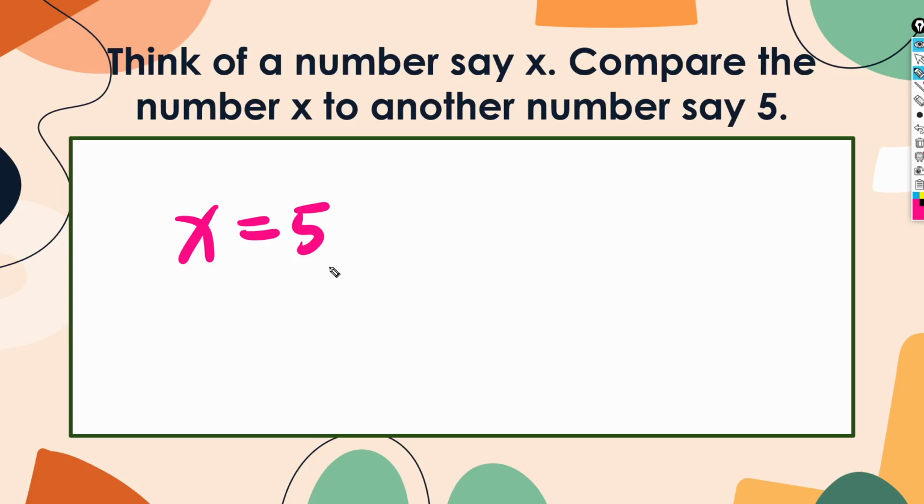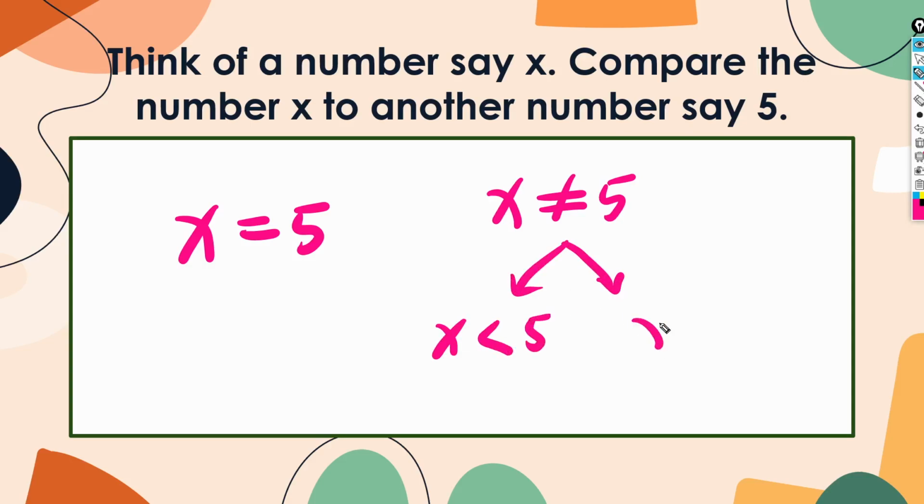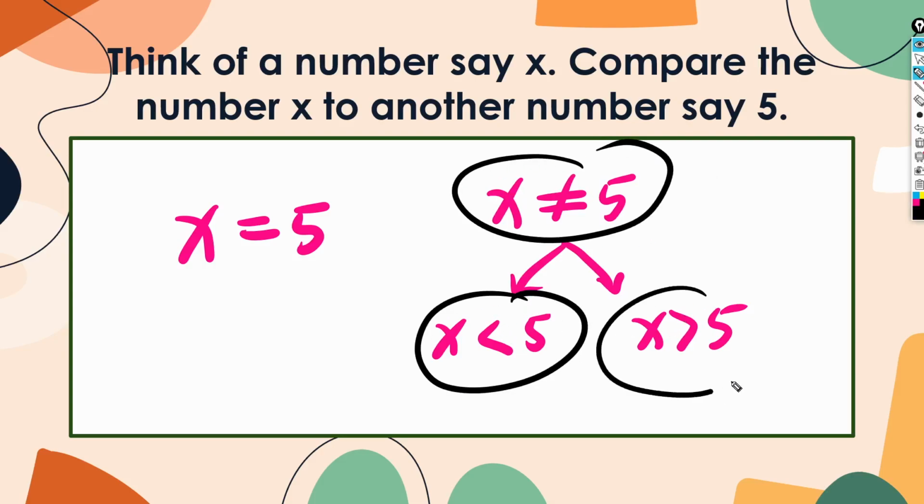Pwede. Kung 5 ang inisip mo, edi equal siya sa 5. Tama. But what if the number that you have in your head is less than 5? Or is not equal to 5? If X is not equal to 5, meron ka ngayon dalawang possibilities for that number. It's either X is less than 5 or X is greater than 5. Di ba? Yun lang yung possibility if they're not equal. And these two in particular, actually 3 kasama ito. No? Pero focus tayo mas dito sa dalawa sa baba.